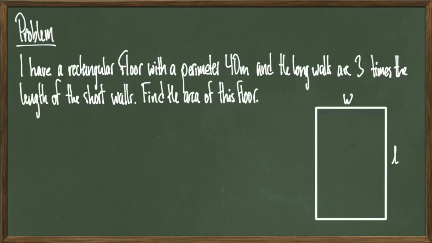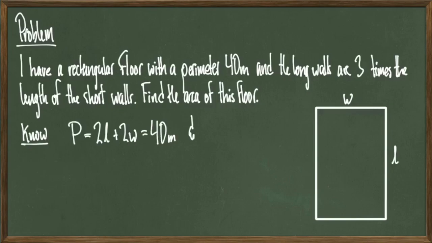I'll go ahead and list out what I know from this problem. By the definition of perimeter, we know that P is equal to 2L plus 2W, which is equal to 40 meters. And I also know that L is equal to 3 times W because my long wall is 3 times the length of my short wall.